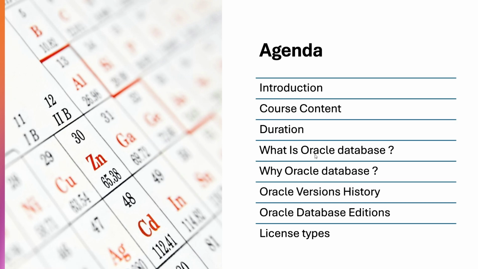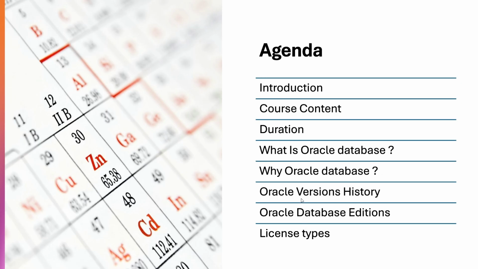Yesterday we talked about what Oracle database is, the basic stuff, and why Oracle database stood out in the industry, why it is the chosen database for the enterprise, and the Oracle database version history, starting from version 2 to 23 AI. What evolution happened, what features it got in each version, and how it got stabilized. All that information we have discussed. So today we will focus on Oracle database editions and license types.